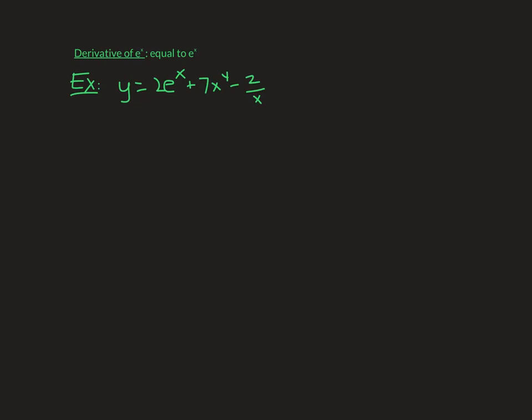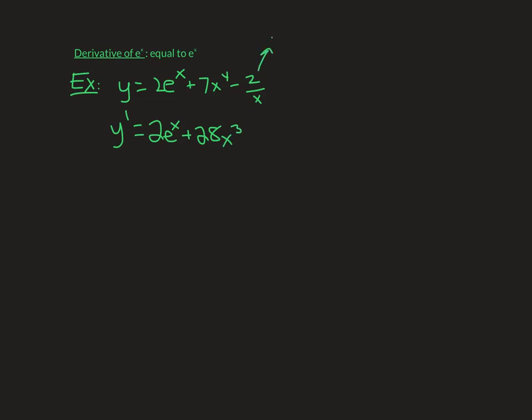Okay, so for this example, feel free to pause and try it on your own. So the derivative of this, we're going to put our 2 up front. Remember, once again, the derivative of e to the x is e to the x. It's actually the only function whose derivative is equal to itself. So then that's just going to be 2 e to the x, don't overthink that part, plus 28, I multiply 4 times 7, times x to the third, I subtract 1 from my 4.